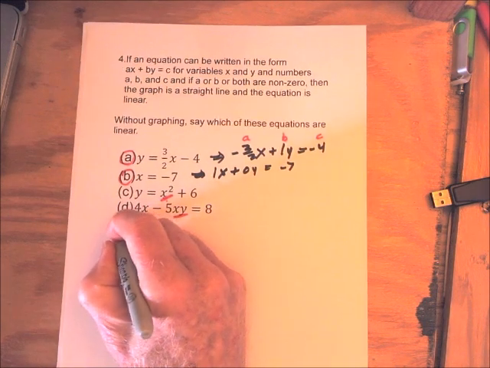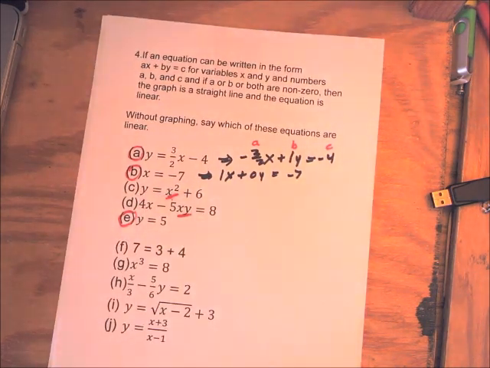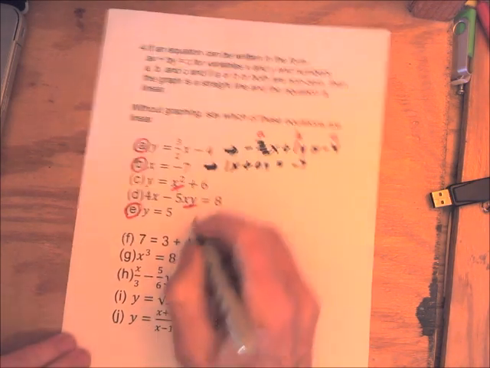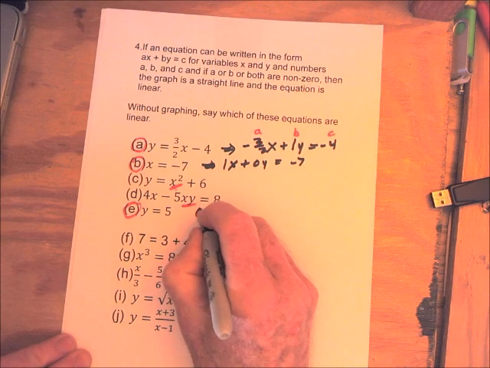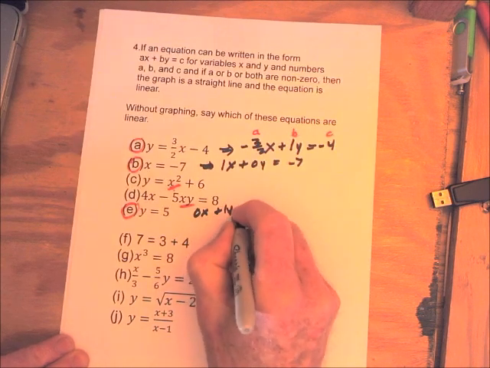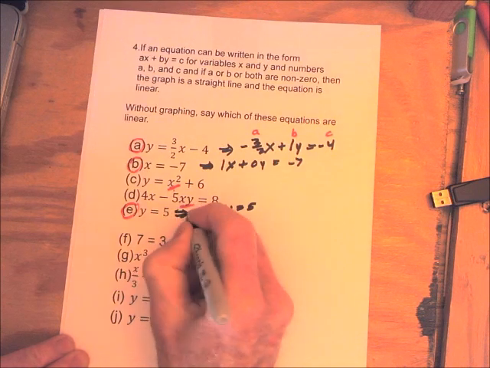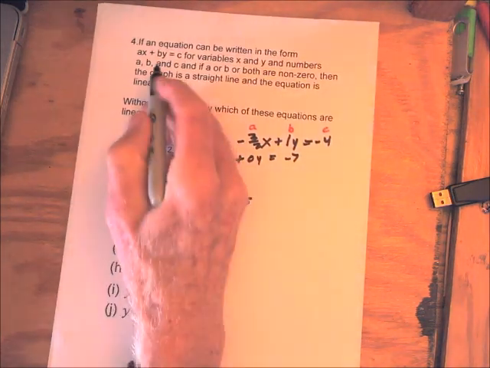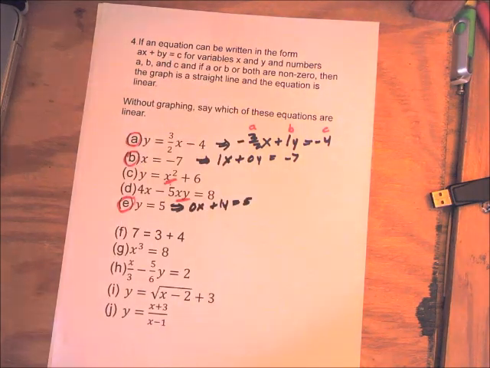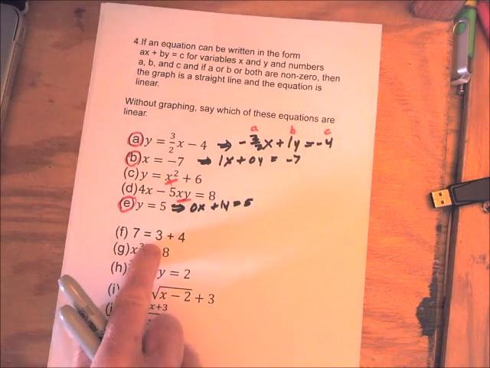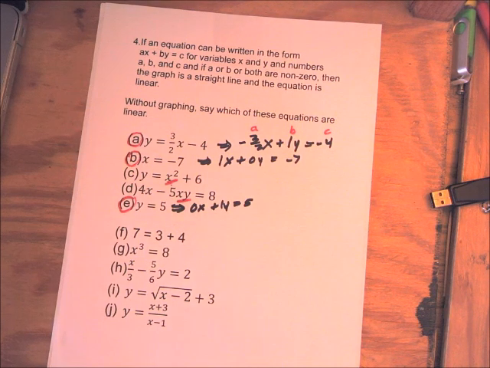Part E is a linear equation because, this is y equals 5, but we can also write it as 0x plus 1y equals 5. So it's in the standard form or the general form for the equation of a line. Okay. Part F is not linear because we have no letters. A linear equation has to have at least one letter in it. And part G is also not linear. We have an x to the third power.